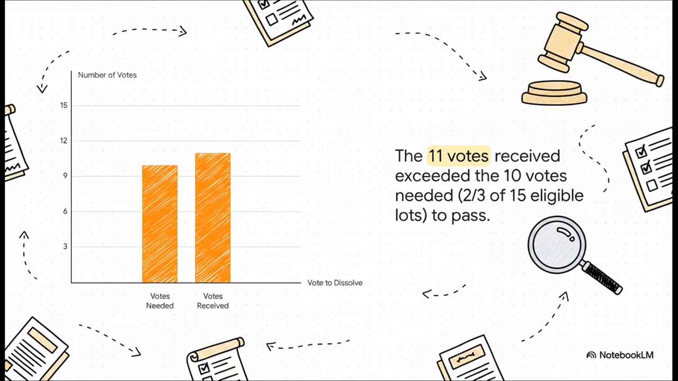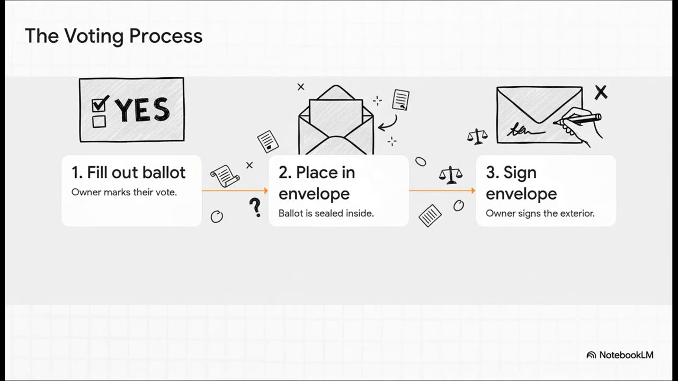So how many votes did they actually need? The HOA had 15 lots with voting rights. To meet that 2/3 requirement from Article 15, they needed at least 10 votes. And as you can see, once you tally the votes correctly, the 11 they received was just enough to clear that threshold. Okay, but what about that whole signature thing?